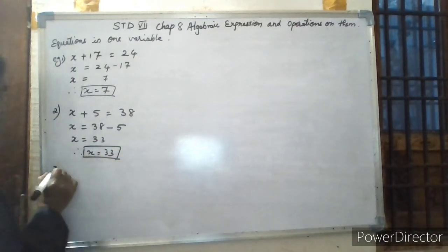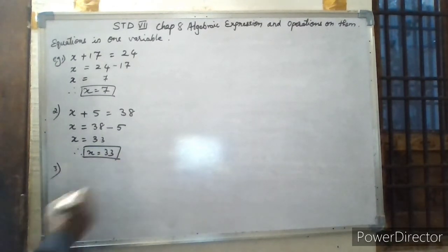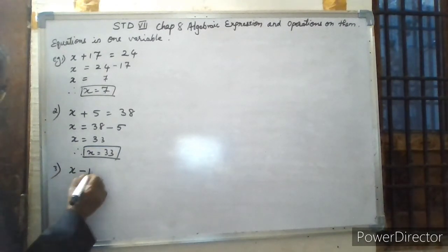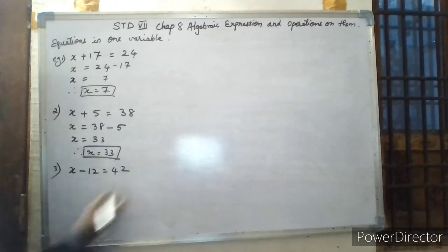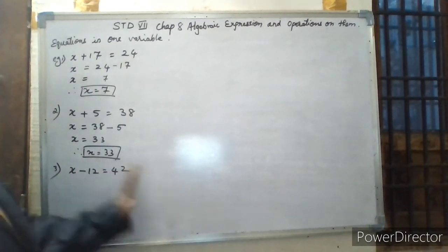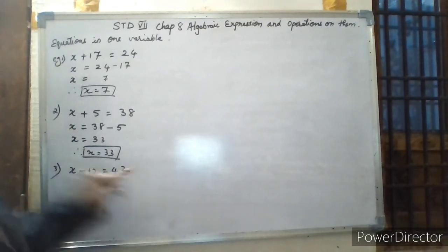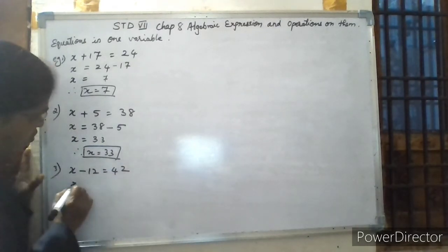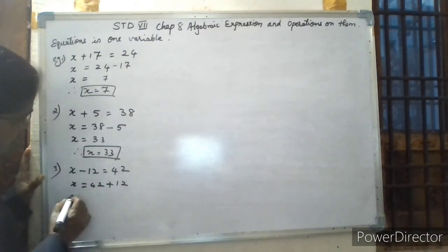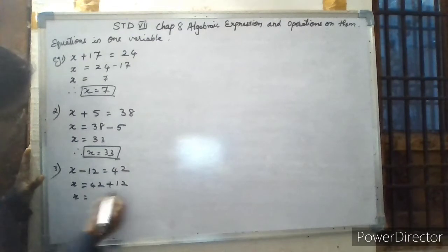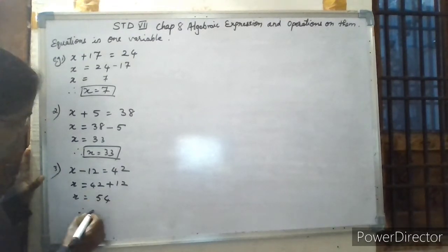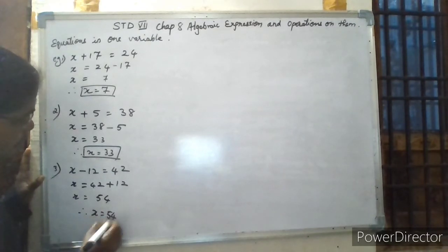Now we go to the third question, another example, a different type of example. x minus 12 equal to 42, suppose. Now this is minus 12. I have to transfer it to that side, so minus will become plus. So x is equal to 42 plus 12. If you add this you get 54. Therefore, x is equal to 54.